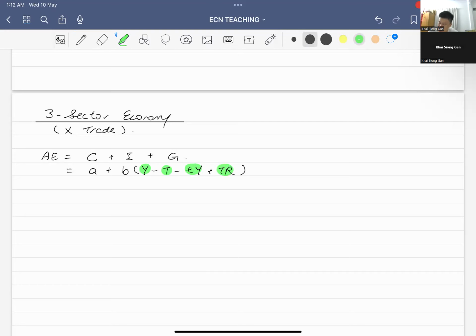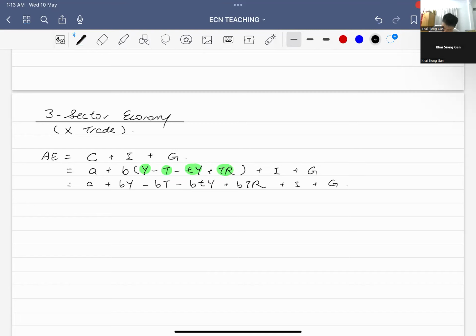So therefore, my Y here, this is the complete version of the Y over here, the induced expenditure, induced consumption. So now continue, plus I plus G. So I can expand the equation: a plus bY, and then minus bT, and then minus btY, and then plus bTr. So I expand it, and then plus I plus G.